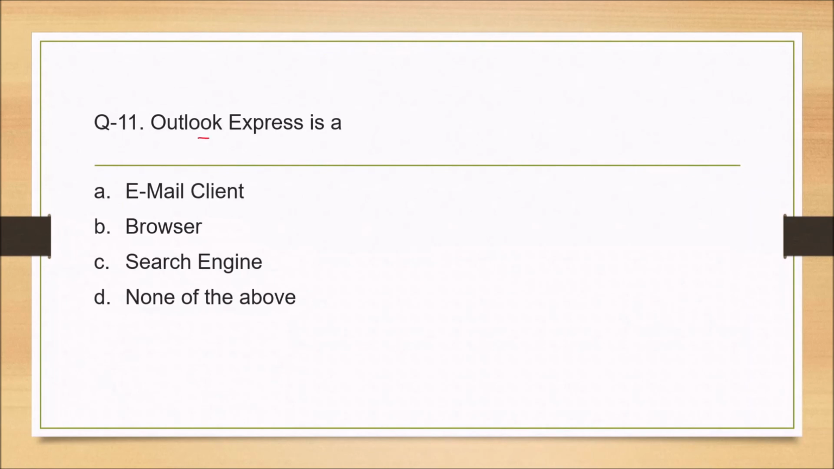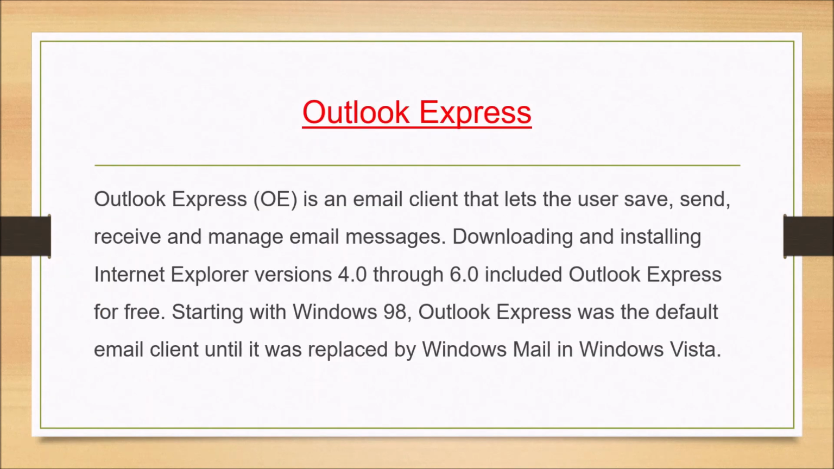Next is, Outlook Express is a, and your options are email client, browser, search engine, and none of the above. And the correct answer is email client. Outlook Express is an email client that lets the user save, send, receive, and manage email messages. Downloading and installing Internet Explorer versions 4.0 through 6.0 included Outlook Express for free.